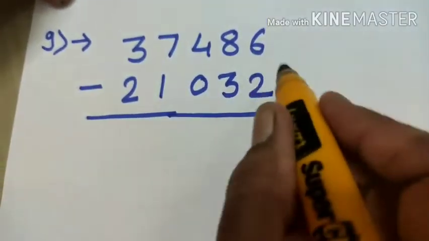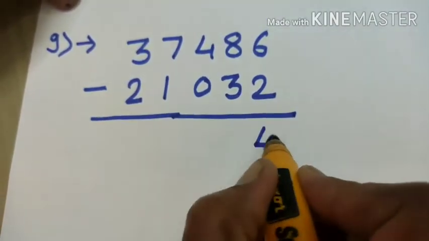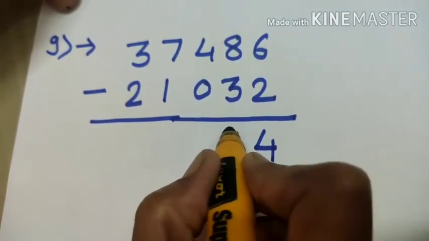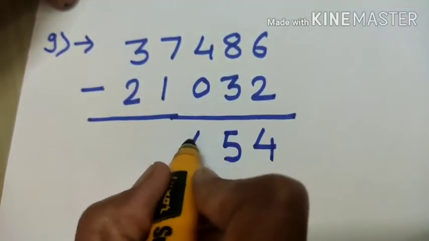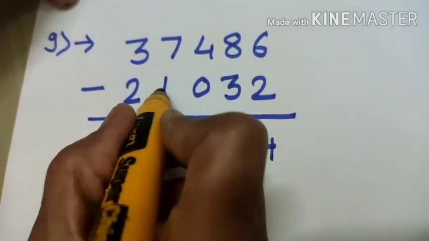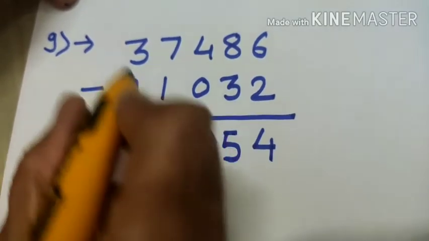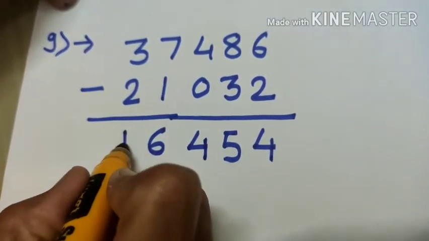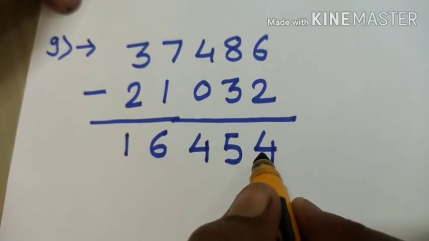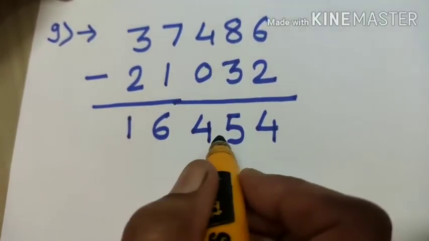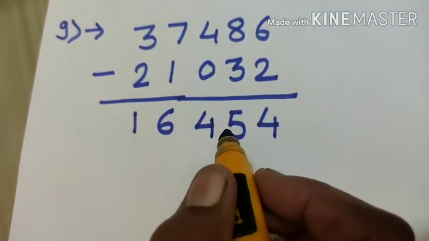The question is given in the textbook. 6 minus 2, 4, 8 minus 3, 5, 4 minus 0, 4, 7 minus 1, 6, 3 minus 2, 1, 16,454. Like this you have to solve the 10th question also in your notebook. Now see the next question in the textbook.